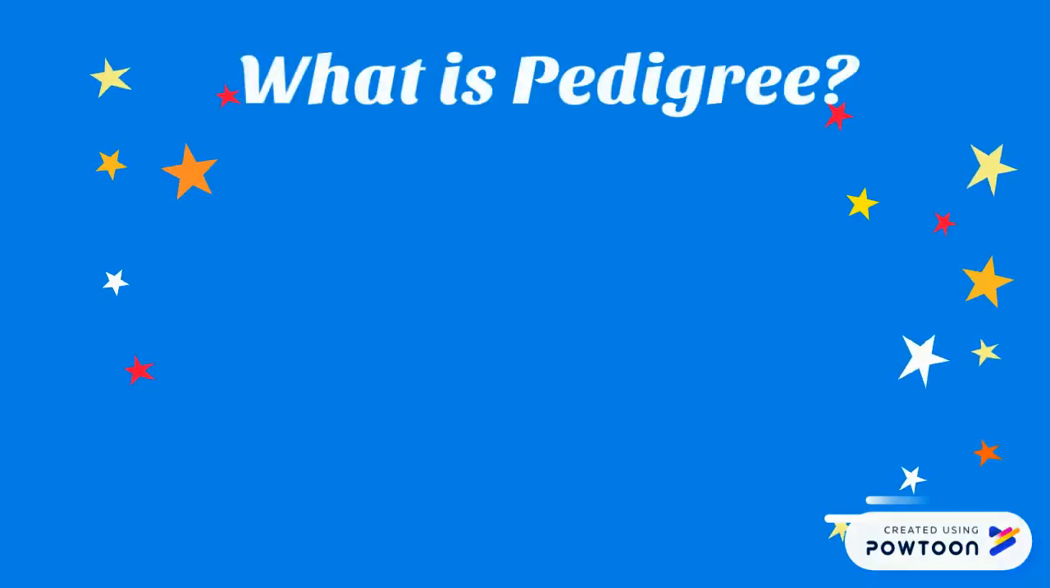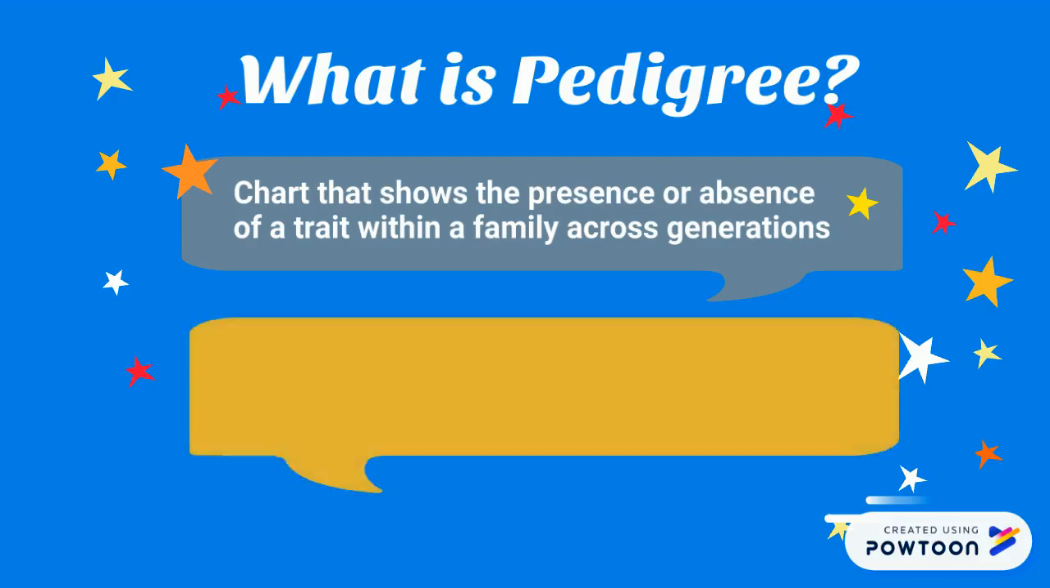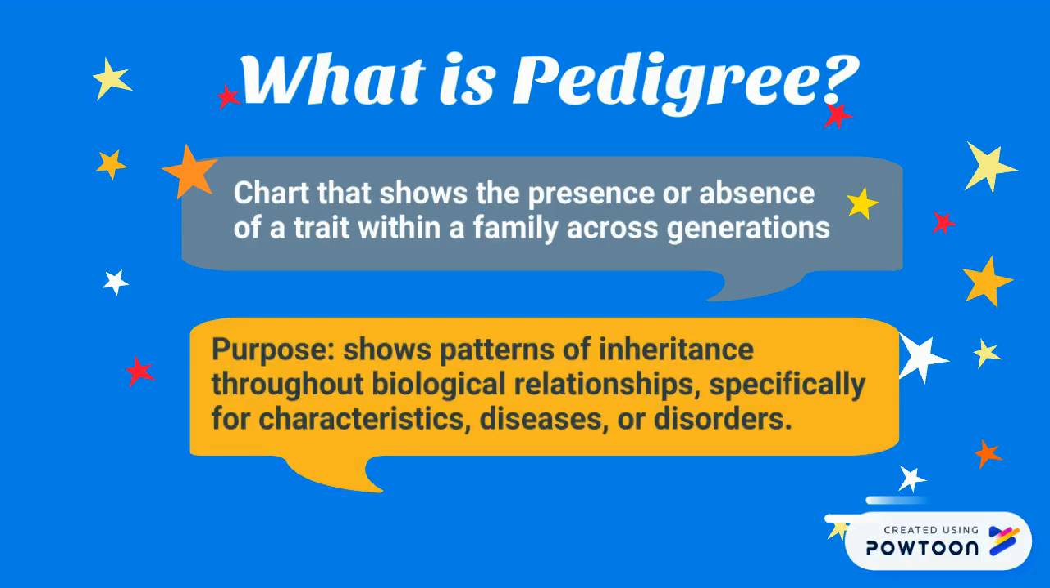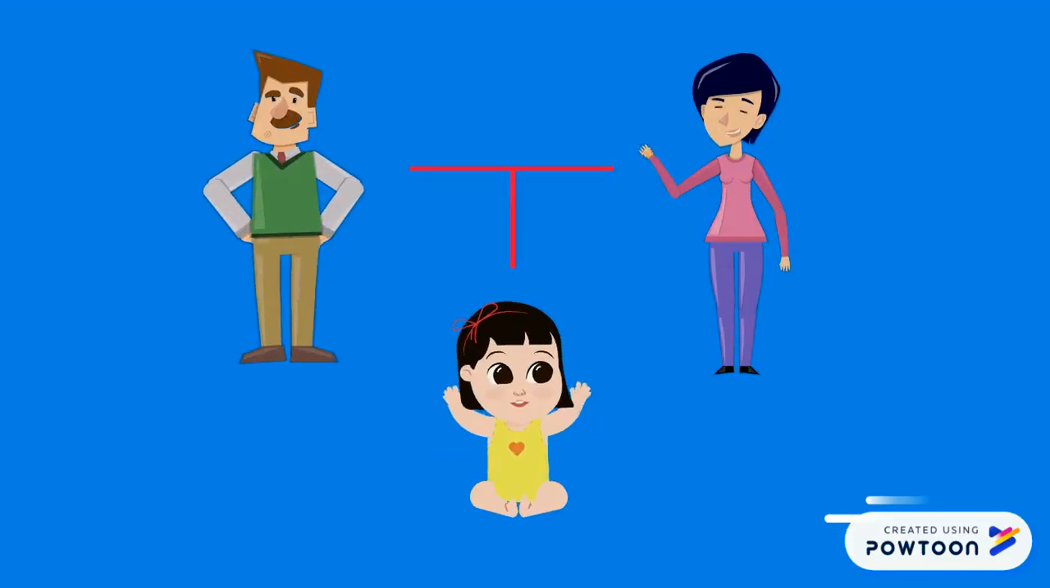So, a pedigree is a chart that shows the presence or absence of a trait within a family across generations. The purpose of a pedigree is to show the patterns of inheritance throughout biological relationships, specifically for characteristics, diseases, or disorders. A pedigree can help to determine the disease that can be passed on from one generation to another.